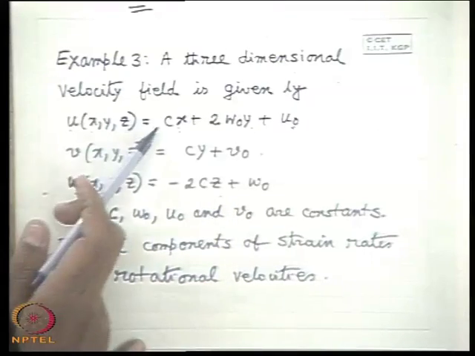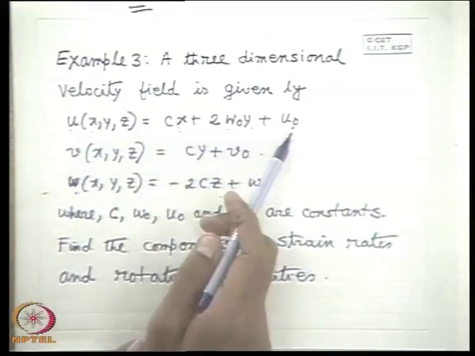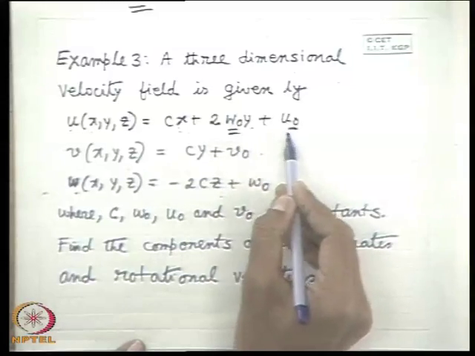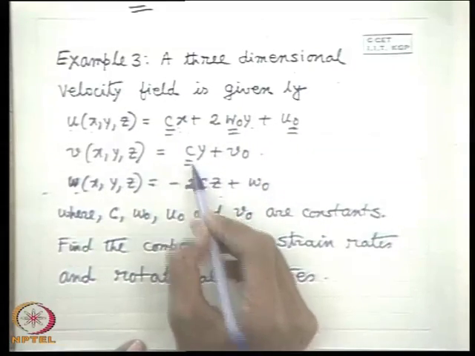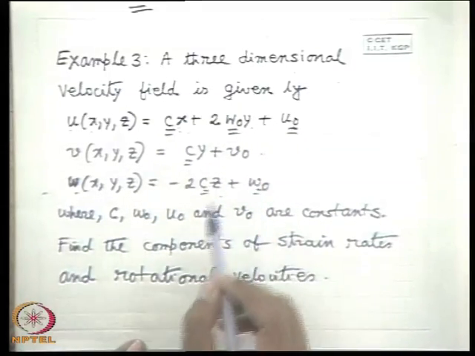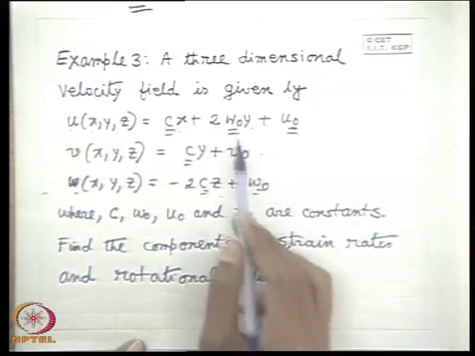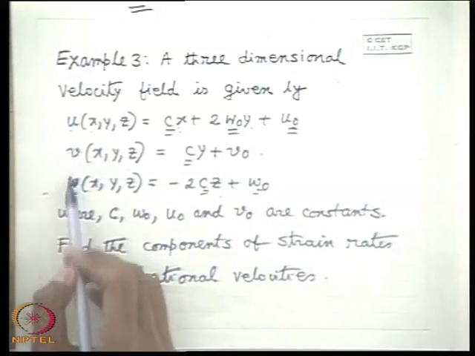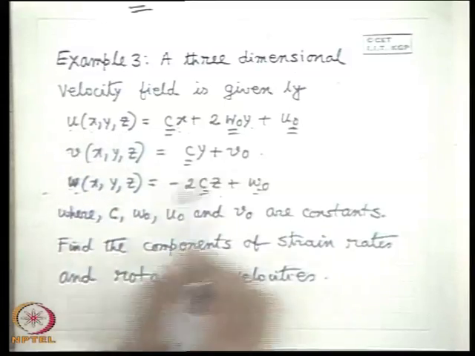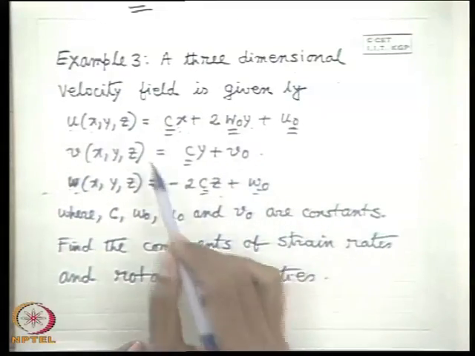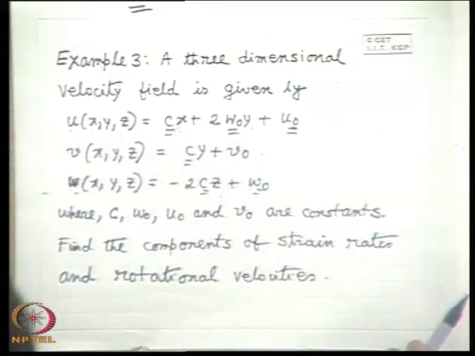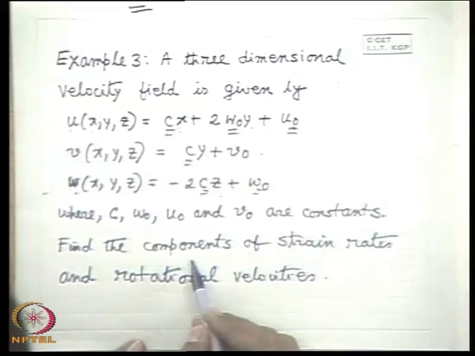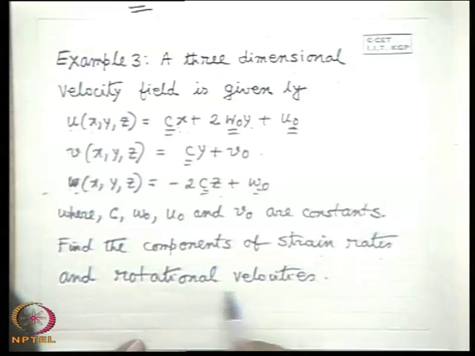In these equations, c, w0 and u0 are the constants. So, the independent variables are x, y, z, and the dependent variables are the velocity components u, v, w, which are functions of x, y, z. This is a steady velocity field, as we see, because there is no dependence on time. So, what we have to find out are the components of strain rates and rotational velocities.